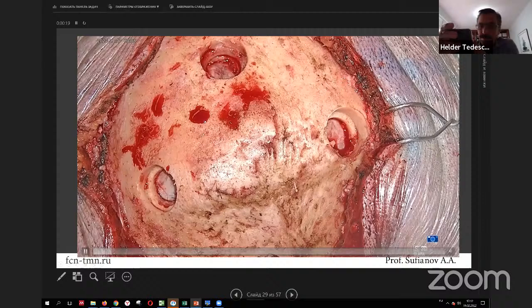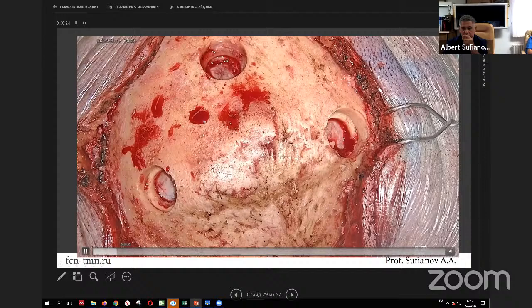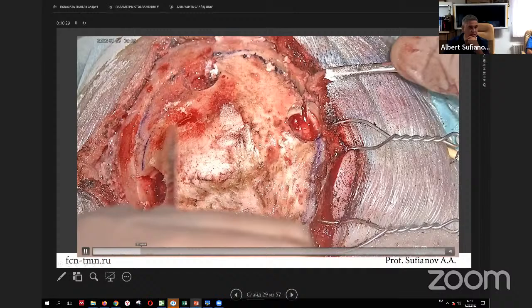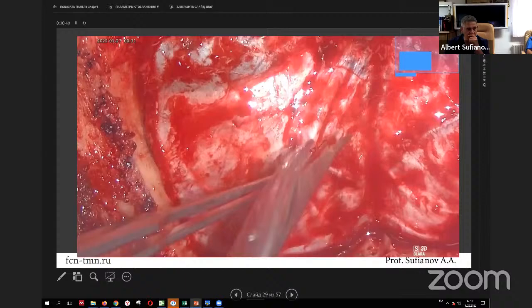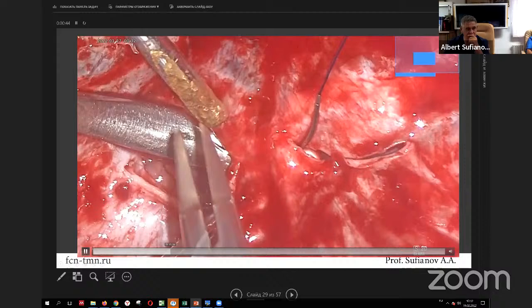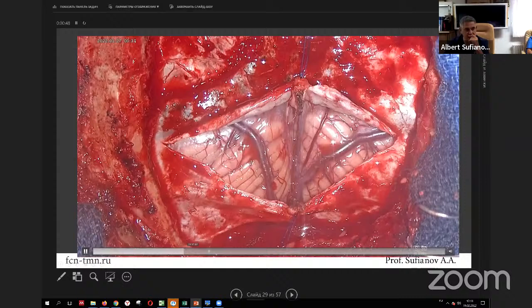Okay, and we create some burr holes, maybe a little bit fast, and then create the flaps. We create the flap, and we open the dura. You see a main landmark on the dura, and now we open the dura. Just cut the dura, ligate the occipital sinus, and open the area. You see the vein, what we discussed before.